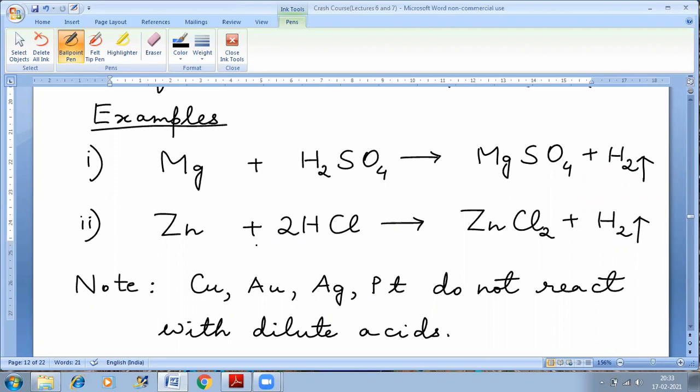But all metals do not react with acids. So you have this note: aluminium and zinc. No, copper, gold, silver, platinum. These do not react with dilute acids.